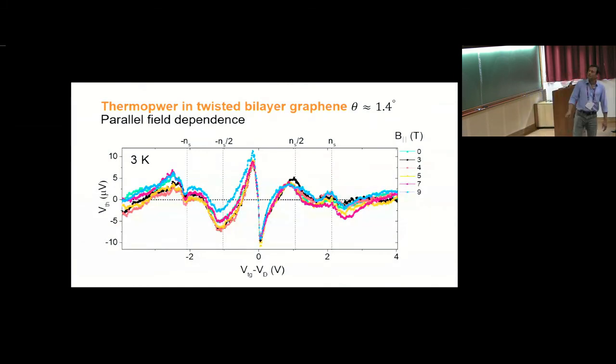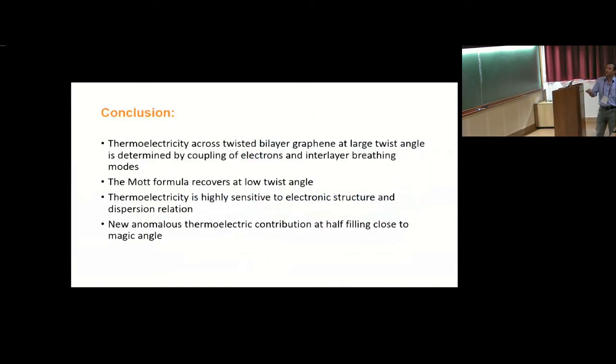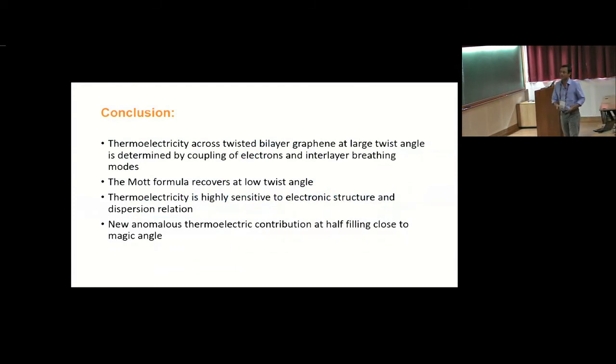I'm more or less done, so this is the conclusion: thermoelectricity across twisted bilayer graphene at large twist angle is determined by the coupling of electrons and interlayer breathing modes. The Mott formula is recovered at low angles because coherence sets in, and rather than diffusion thermopower, the coherent transfer of electrons from one layer to the other probably determines the thermoelectricity. You can clearly see that thermoelectricity is sensitive, and there is a new anomalous contribution at half filling close to the magic angle. Thank you for your attention.